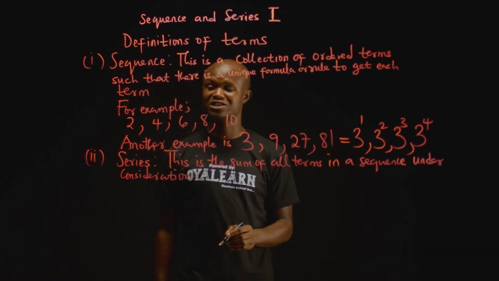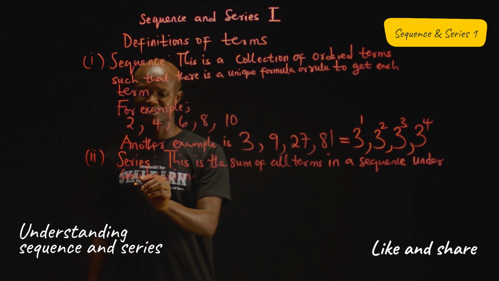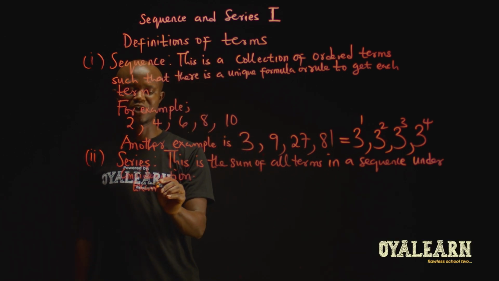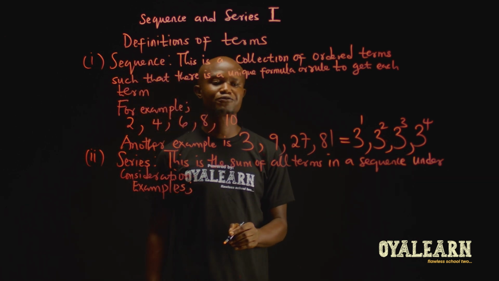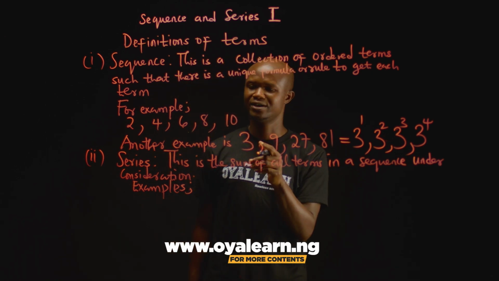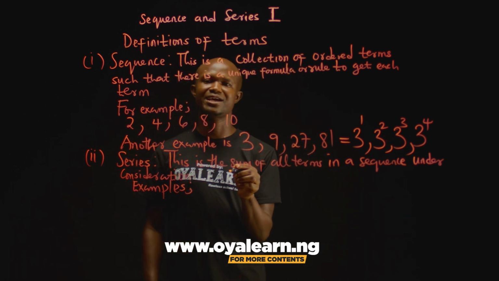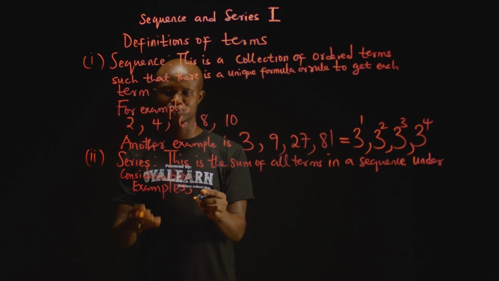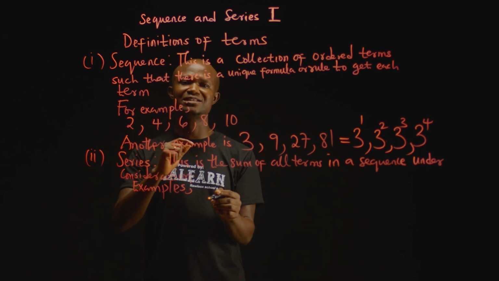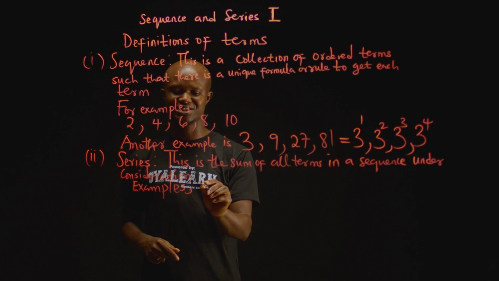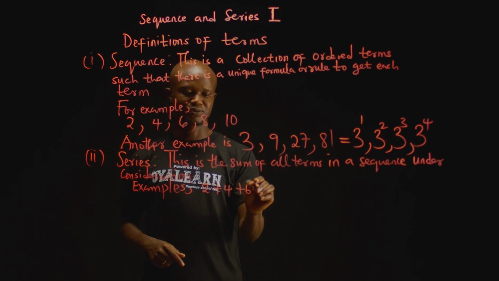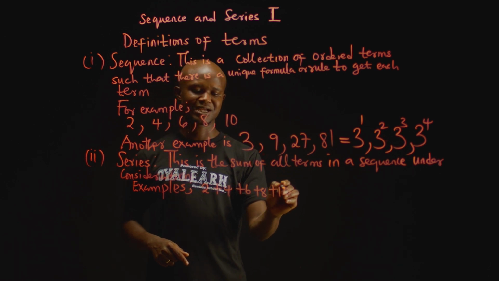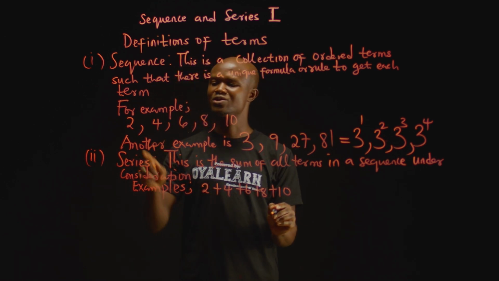Example of a series. We are going to relate it to the example of a sequence given here. Now we have 2, 4, 6, 8, and 10. So an equivalent series to this sequence can be written as 2 plus 4 plus 6 plus 8 plus 10. This is a series. Why?